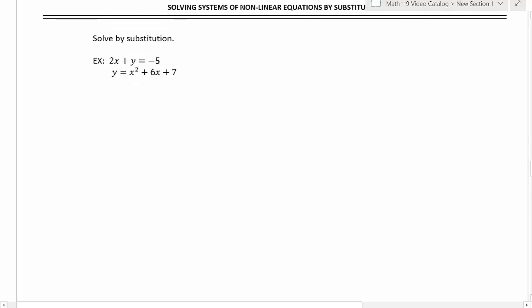So let's solve this system: 2x plus y equals -5 and y equals x squared plus 6x plus 7, using the substitution method. We want to choose one of the equations and solve for one of the variables. Well, it definitely looks easiest to solve that first equation for y, so let's do that. Solving this first equation for y, we get y equals -2x minus 5.